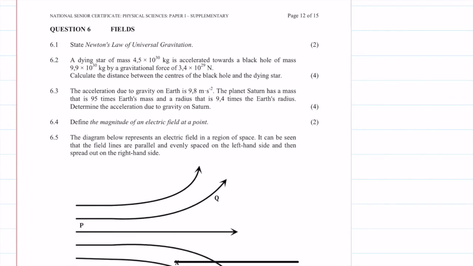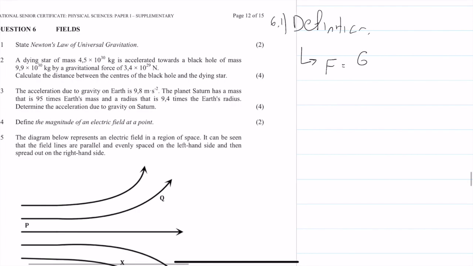So we start off with a definition. 6.1 says state Newton's law of universal gravitation. The law says that every particle in the universe attracts every other particle with a force that is directly proportional to the product of their masses and inversely proportional to the square of the distance between their centers. So basically we get the equation that the force is equal to G, the gravitational constant, times m1, m2, the two masses, divided by r squared.